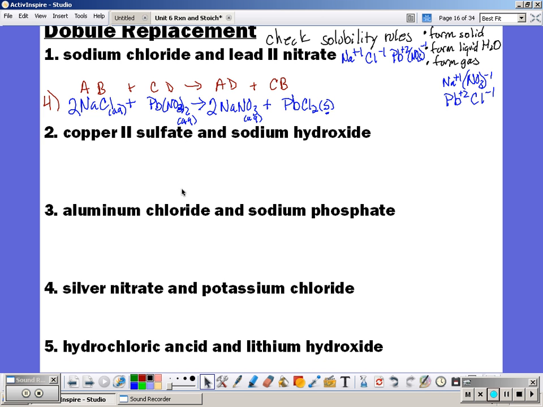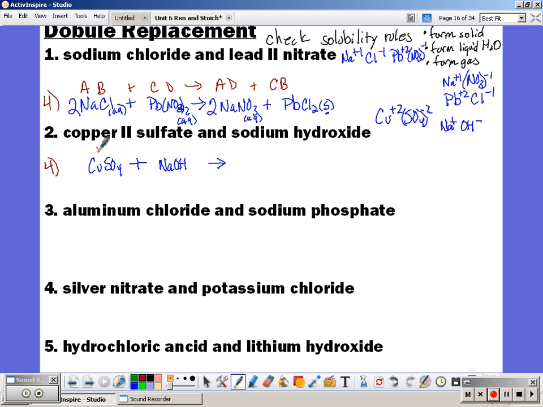Copper 2 sulfate. Copper 2, Cu plus 2. Sulfate is SO4 minus 2. Anytime you have the two charges together, that reduces to CuSO4. And is a plus sign. Sodium, Na plus. Hydroxide, OH minus. So that's NaOH. Again, I know that this is a double replacement because I have two compounds, so I'm following along with number 4 on my reference table.